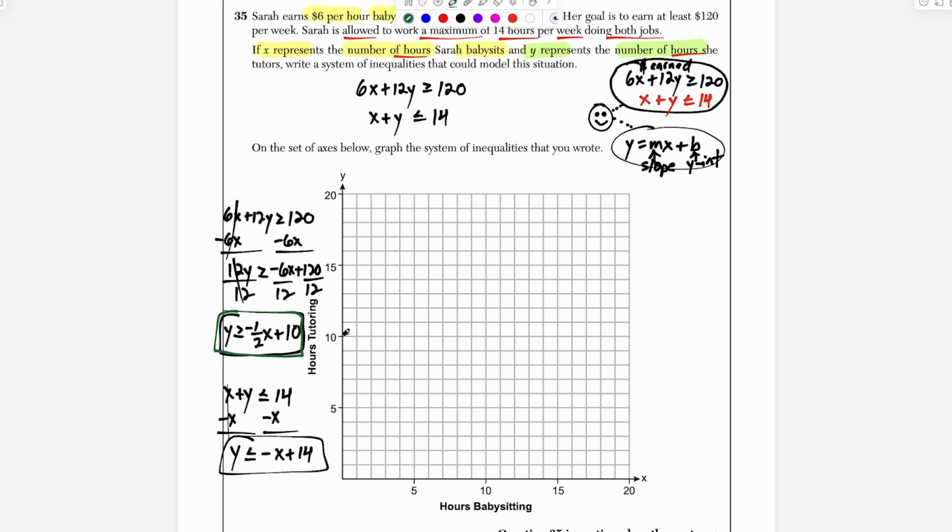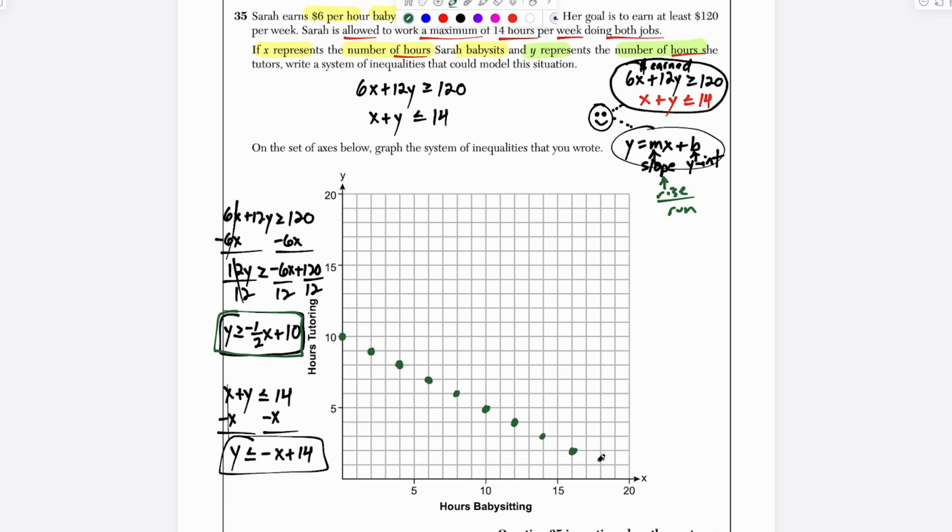So we go to 10 on the y-axis. That's our y-intercept. And then remember, the slope tells you the rise over run. Okay, so we're going to rise negative 1 and run 2. So we're going down 1 over 2. And we could just repeat this the whole way. And for this one here, I'm just going to go to the end of the graph. So we're just going to keep going.